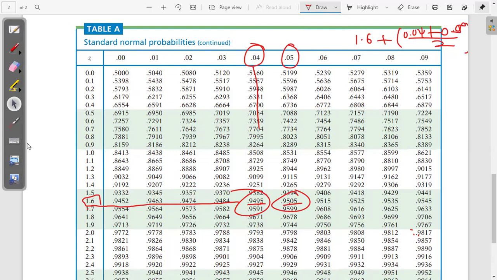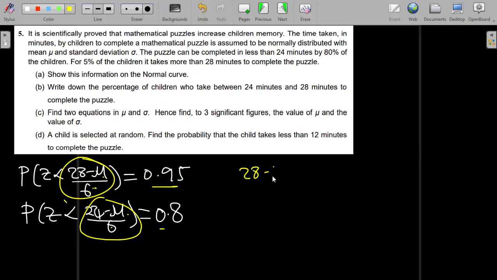So the z-score value that we came out with was 1.645. So it means here this 28 minus mu divided by sigma is equals to 1.645. So we can find an equation from there.